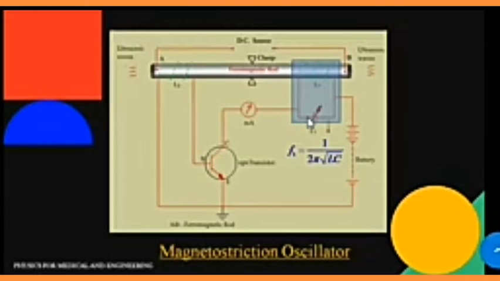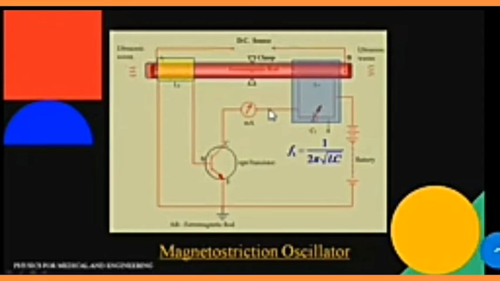An alternating EMF is produced in the circuit. This alternating EMF induces an alternating magnetic field, and due to this magnetic field the length of the rod gets changed. This change in the length of the ferromagnetic rod induces an EMF in coil L2. The induced EMF is fed into the base of the transistor and hence it gets amplified, and this amplified EMF is fed into the tank circuit, which again causes the change in the length of the rod. So in this way oscillation is continuously maintained.